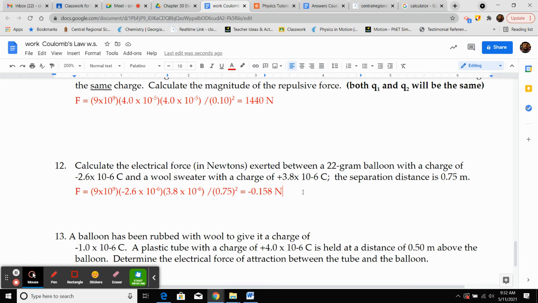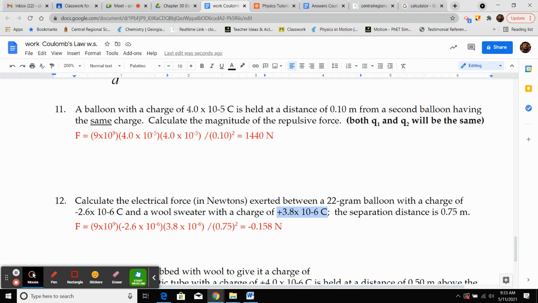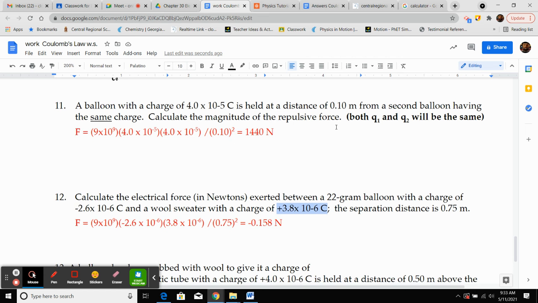Okay. Now, real quick, what kind of force would this be in number 12? Would it be an attractive force or repulsive force? What are our two charges? A negative and a positive. What kind of charges attract? Opposites. So this should be an attractive force. And the top one over here, they're both positive: positive 4 to the negative 5th, positive 4. Since they're both positive, that is why they're saying here it's a repulsive force.